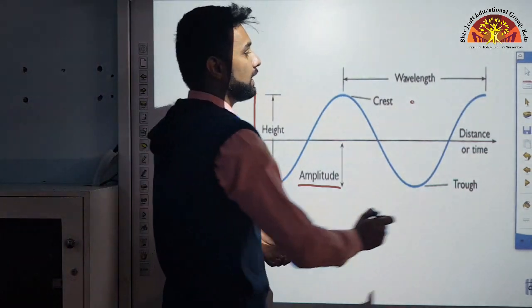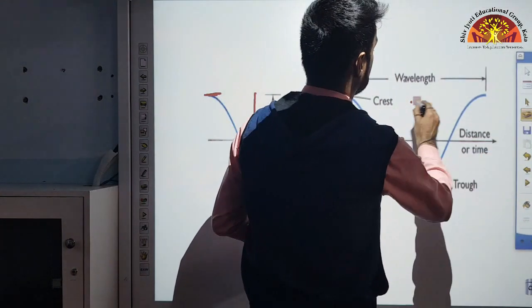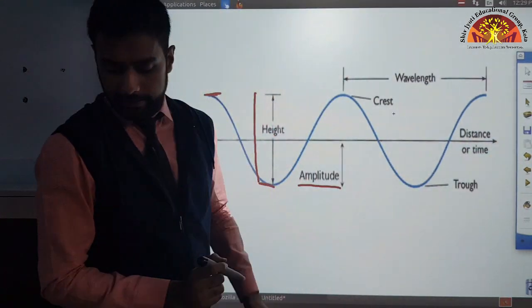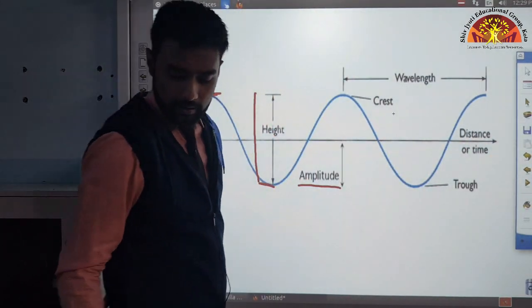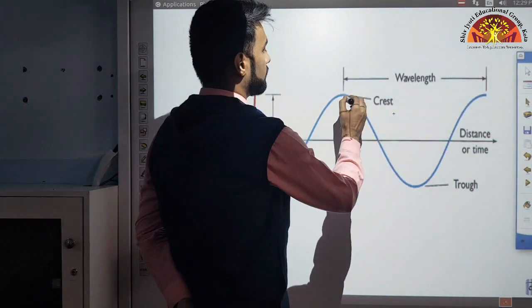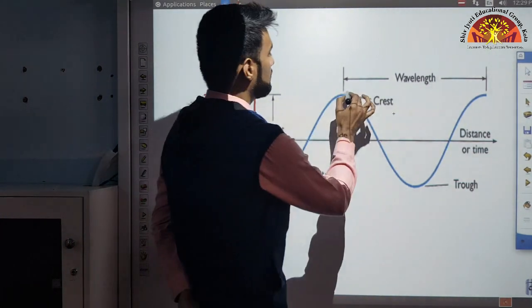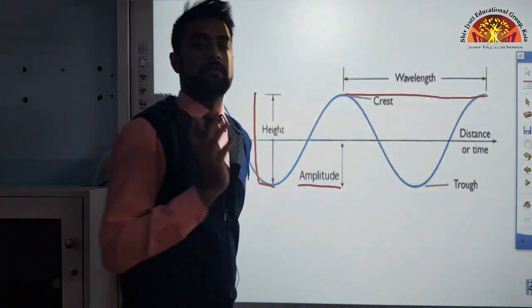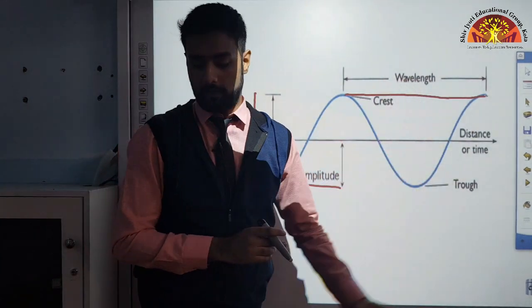Now, next is wavelength. Wavelength is the horizontal distance between two successive crests. As you can see here, we take two successive crests, the first one and the second one. The distance between two successive crests is called the wavelength of a wave.